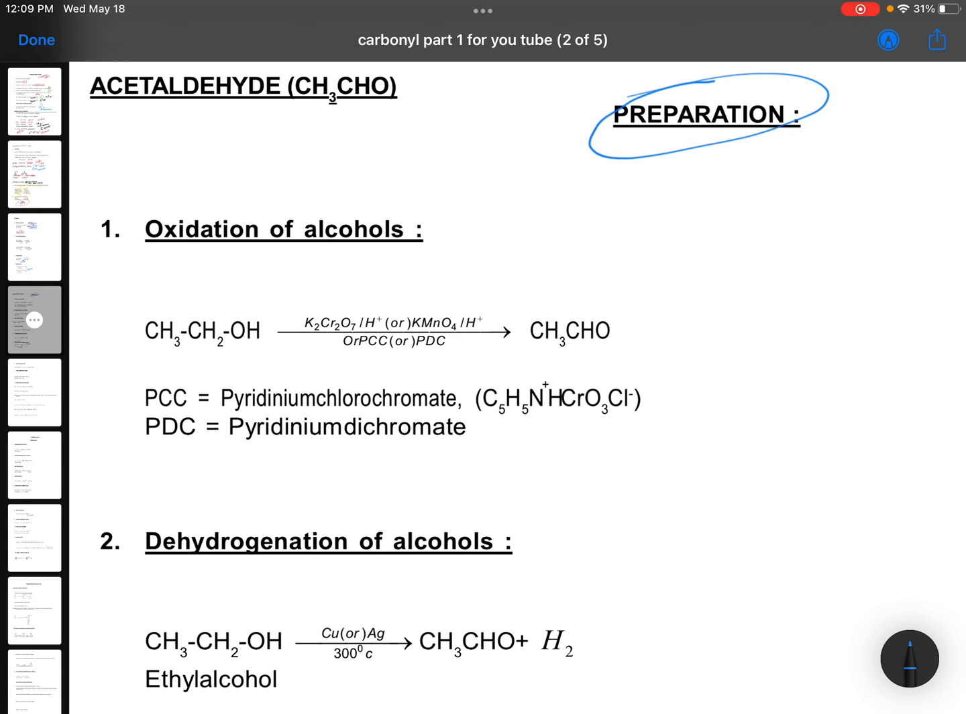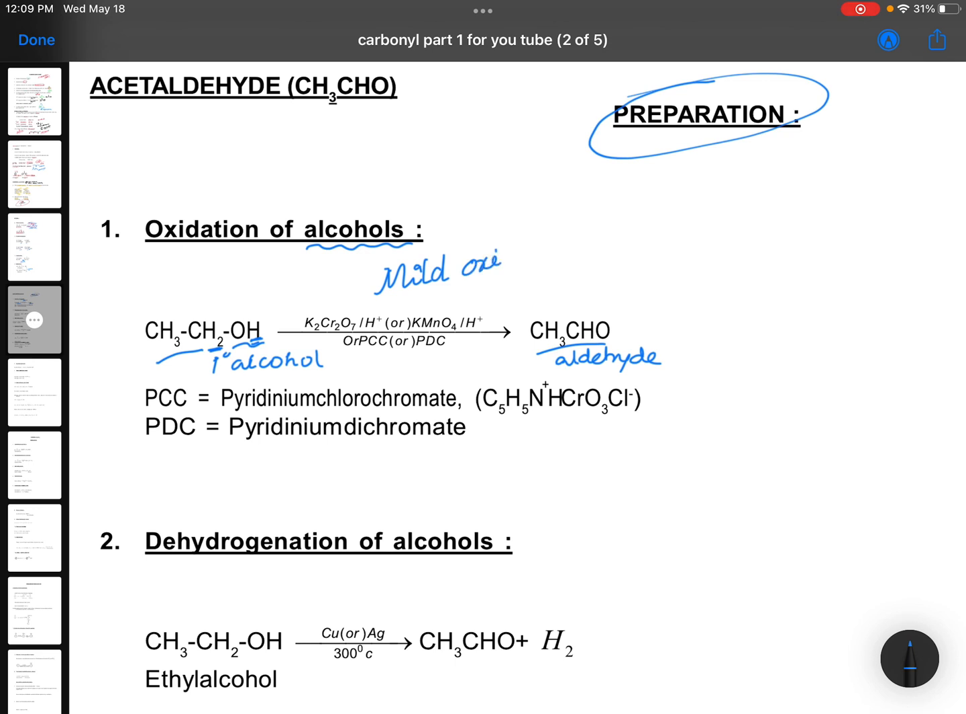In aldehydes, you can prepare first from alcohols. You have to take your primary alcohol. 1 degree alcohol on mild oxidation gives aldehyde. You can see here CH3CH2OH, it's a primary alcohol converted to CH3CHO. We remove one hydrogen from here, one hydrogen from here. So you can say this is mild oxidation.